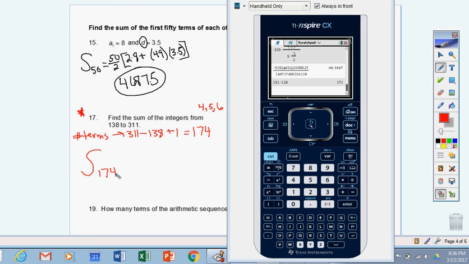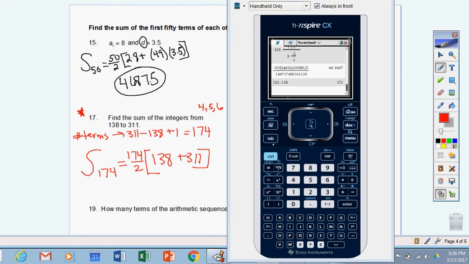S sub 174 is equal to 174 over 2. And then that second arithmetic formula, because that's what this is, adding 1 every single time, literally you just have to take the 2 numbers they give you, 138 plus 311. And again, what do you mean? Well, this is the first term, that's the last term. That's exactly what the formula is asking for, the first term and the last term. So this is actually the 174th term in the sequence, but its value is 311.